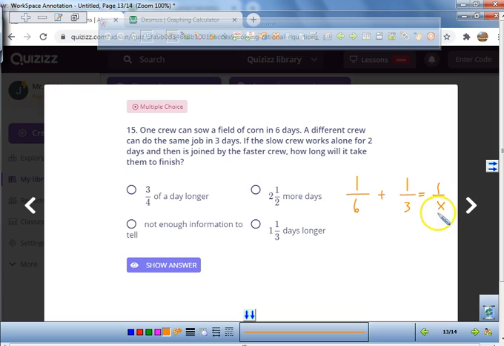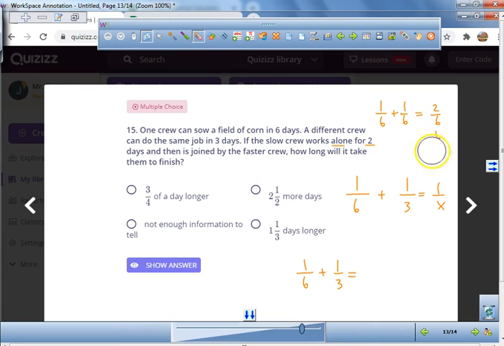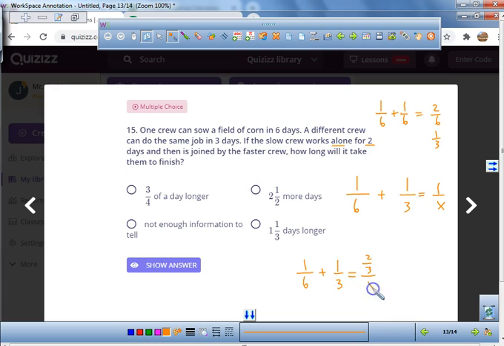However, they said that the slow crew worked for 2 days. So we don't have a whole job to complete. Here's what you've got: 1 over 6 plus 1 over 3 equals. But they don't have a whole job, because the slow crew worked alone for 2 days. If they're doing a sixth of the job, and they do another sixth of the job, that means they've done 2/6 of the work. They've done a third of the work. So if a third of the work is done, then they only have 2/3 of a job left.